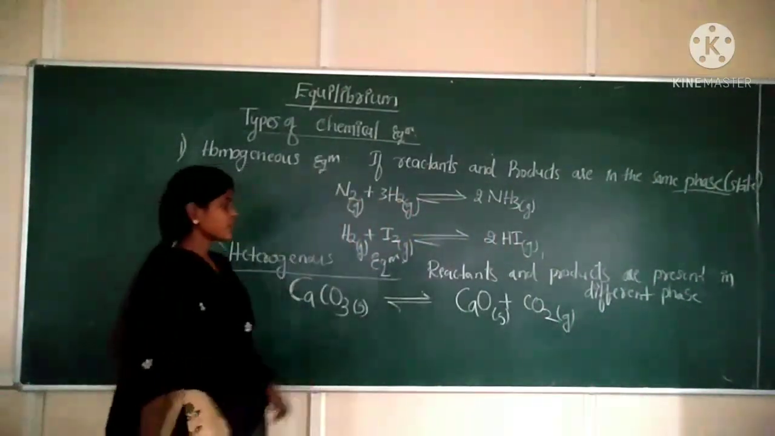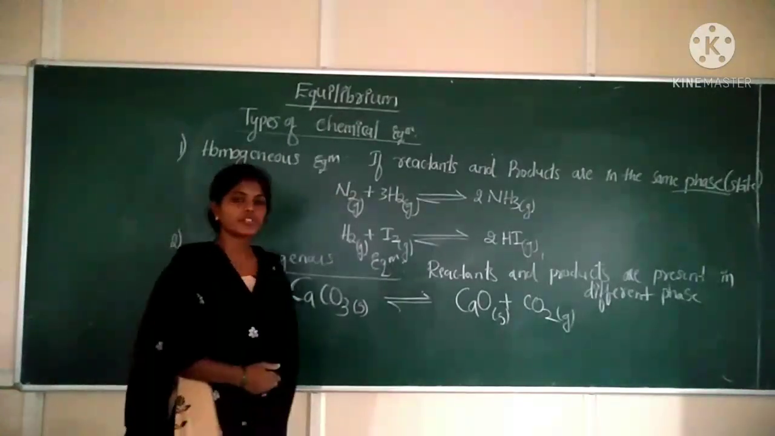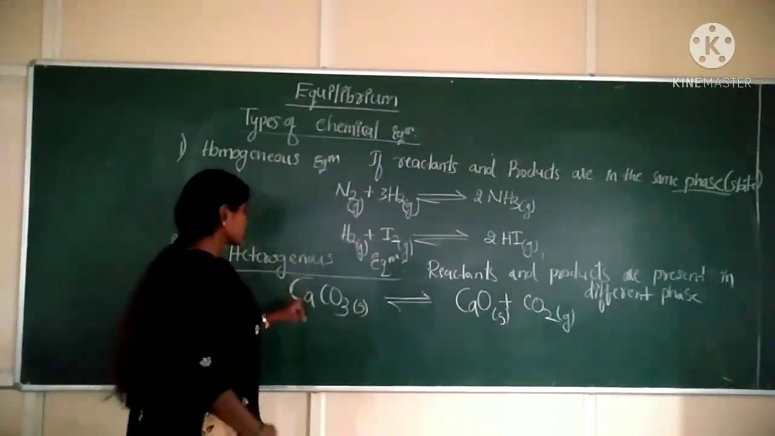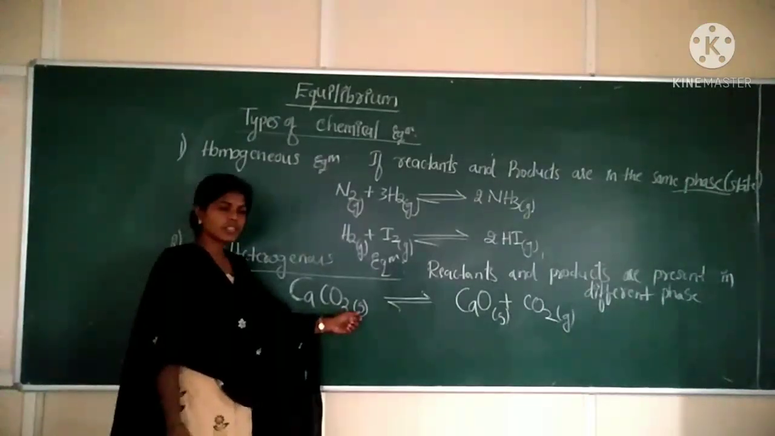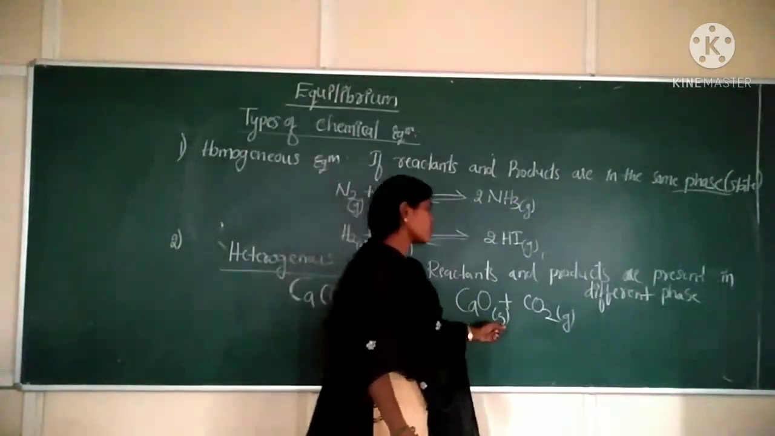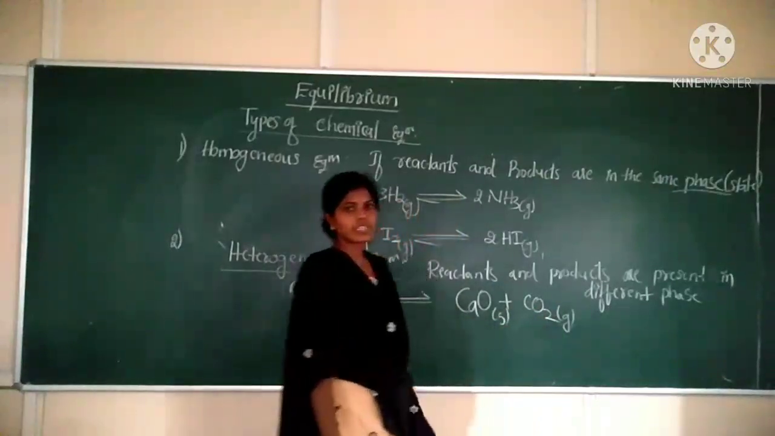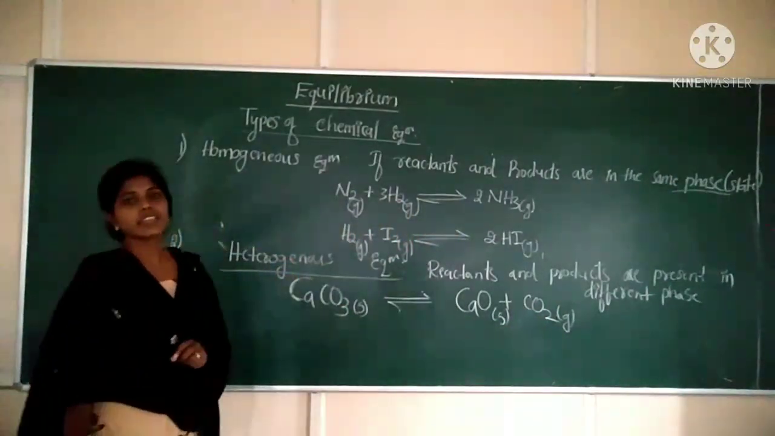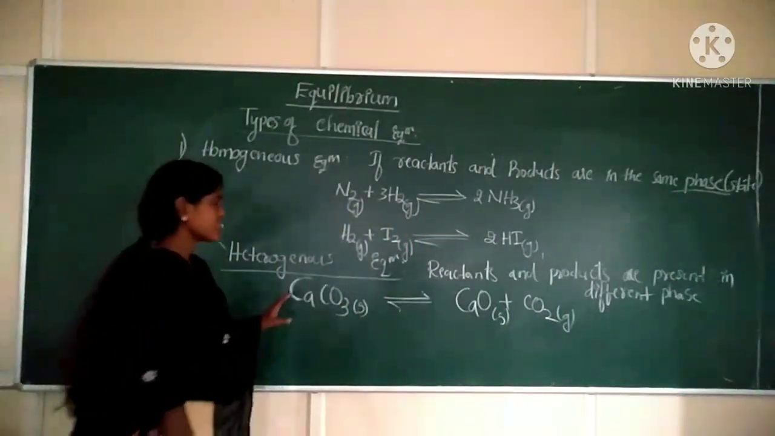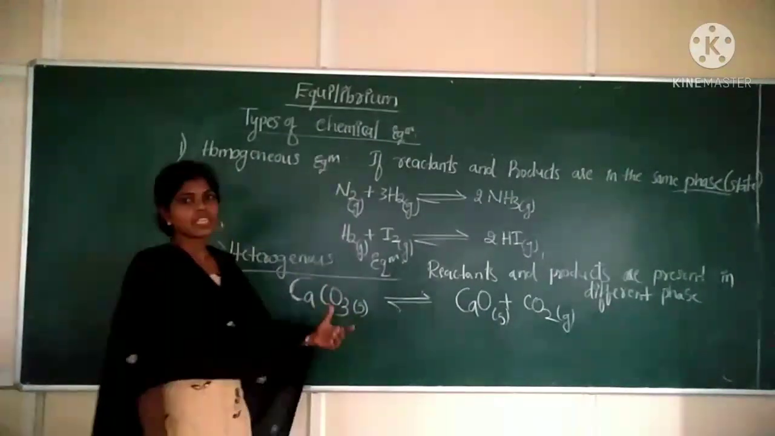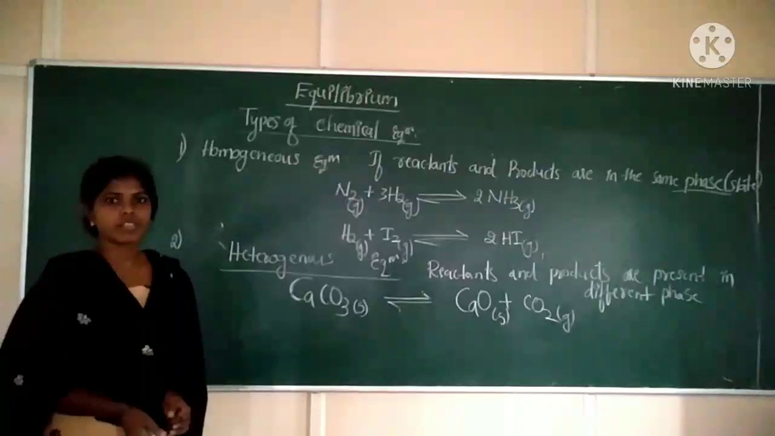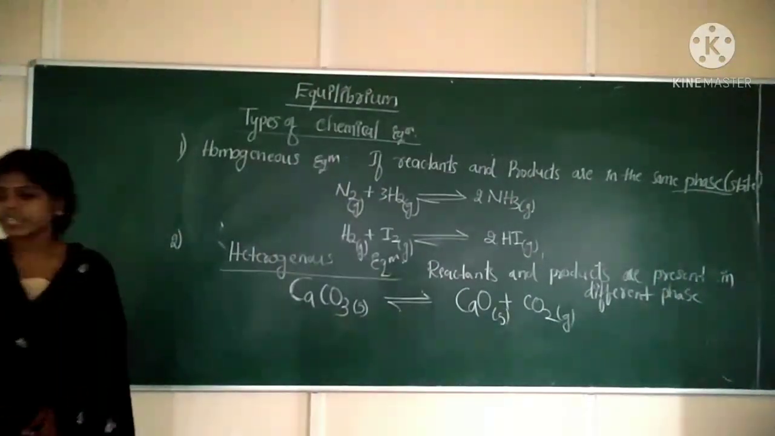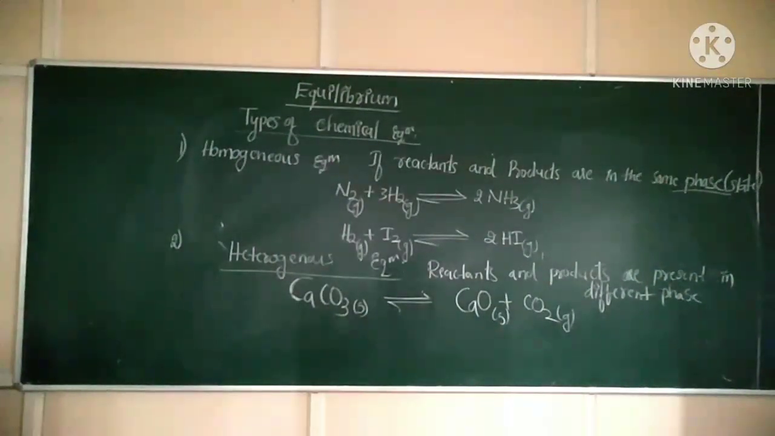What is the definition? Look at the definition: reactants and products are not in the same phase. What is the state of the reactant? CaCO3 is in solid state, CaO is in solid state, CO2 is in gas state. If any of the reactants or any one of the products is in a different phase, that reaction is a heterogeneous equilibrium. Right, one more example for the heterogeneous equilibrium.